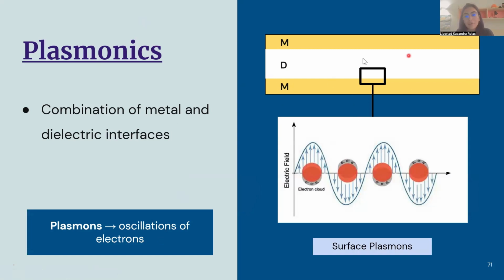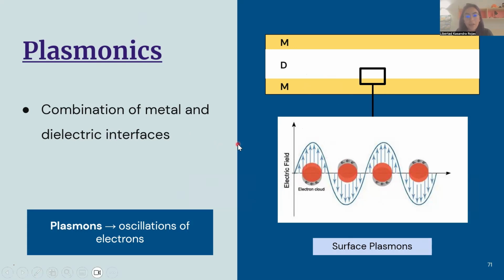So how is this possible? Well, this is possible because there's something called plasmons. Now, plasmons are oscillations of electrons, okay? And what's going to happen is that when you have a metal, dielectric and metal interface, in your metal interface, you're going to have clouds of electrons. And they're just going to oscillate up and down, okay? And oscillation of electrons is going to generate an electric field through the surface. Okay, this is what is called surface plasmons. Okay, so just the oscillations of electrons that generate an electric field.